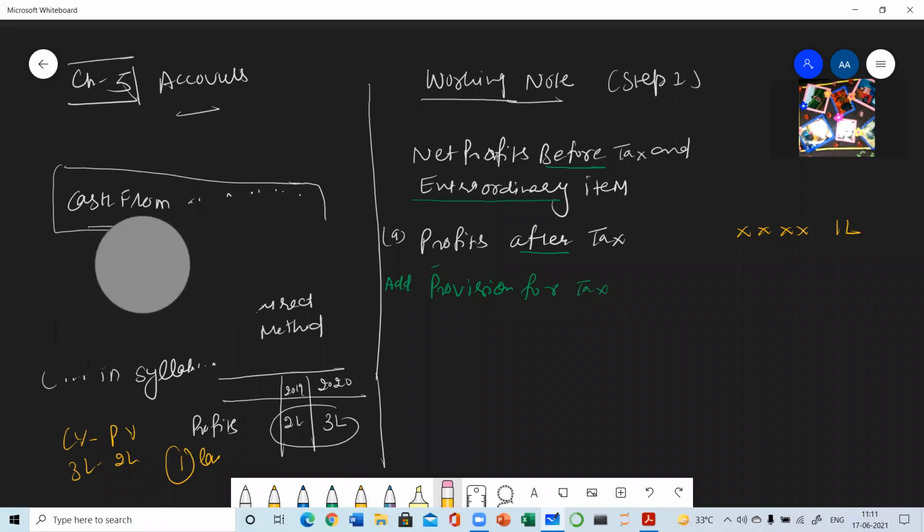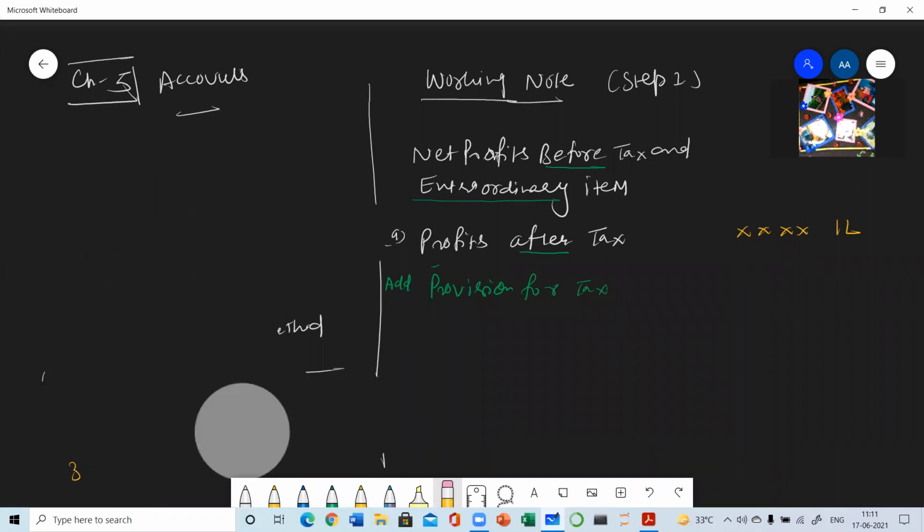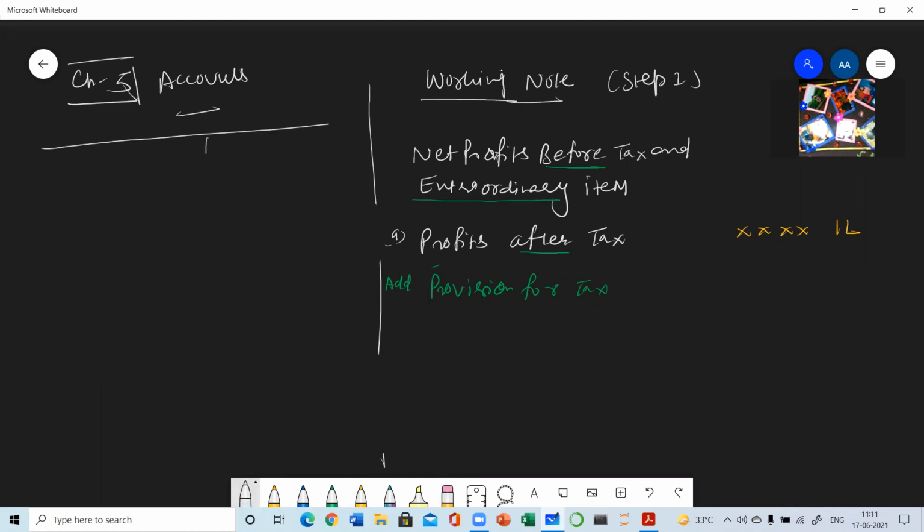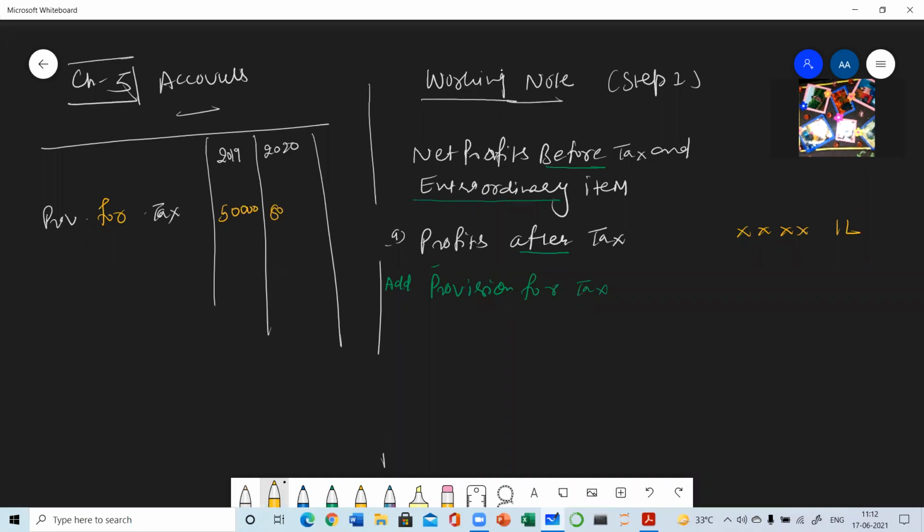Wait a minute, I'm making the balance sheet here for your better understanding. Yes, this is the balance sheet which is given to you, for 2019 and 2020. Suppose provision for tax is given here in the short-term current liabilities. Here it is given 50,000 and 80,000.